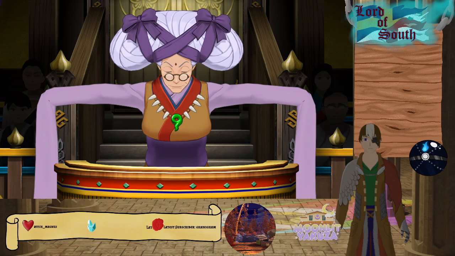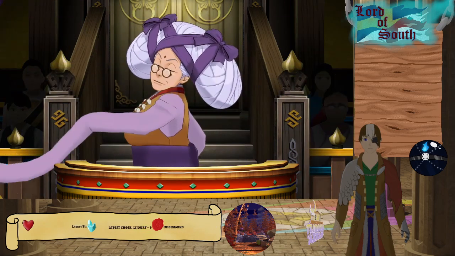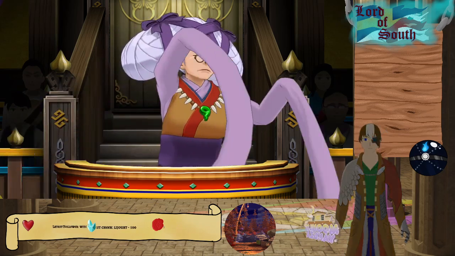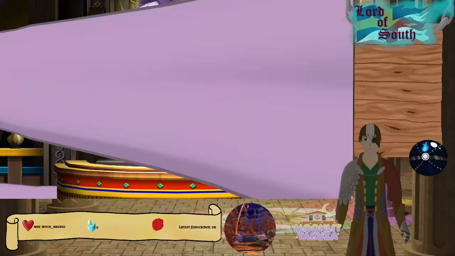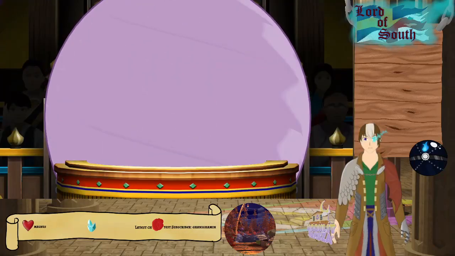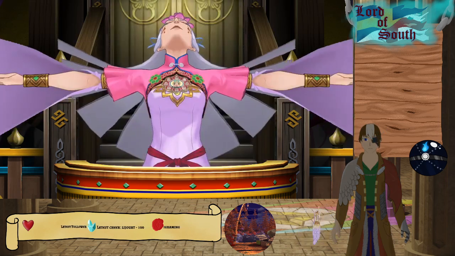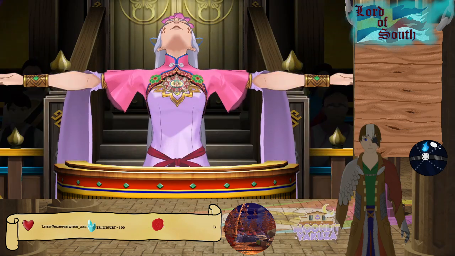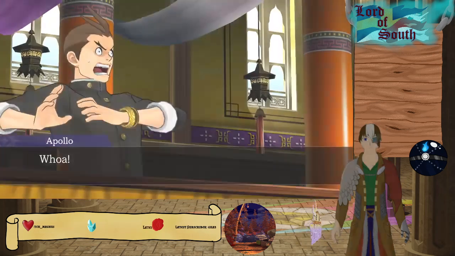Oh. Alright. Long ass sleeves. Okay, she's a magical girl apparently. What's going on here? She's transforming. Damn! Okay, that's a transformation.